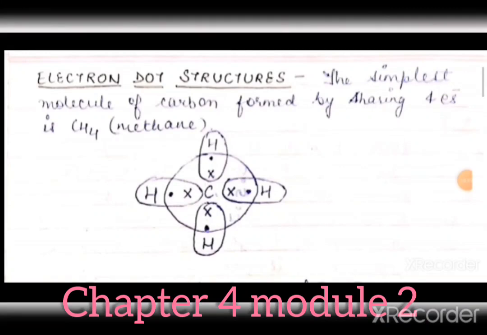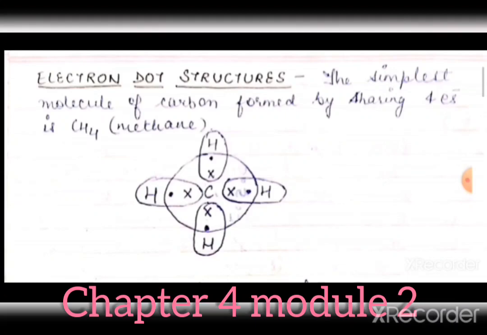Hello dear students, today we'll be starting with the next topic of our chapter number 4, that is electron dot structures. So here we shall be discussing the structures of different carbon compounds with the help of dots or crosses. In this type of structure we will show the outermost electrons of each element in the form of dots or crosses. It was given by the scientist Lewis, therefore it is known as Lewis structure or Lewis dot structure.